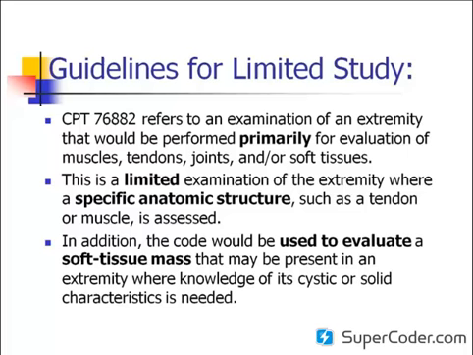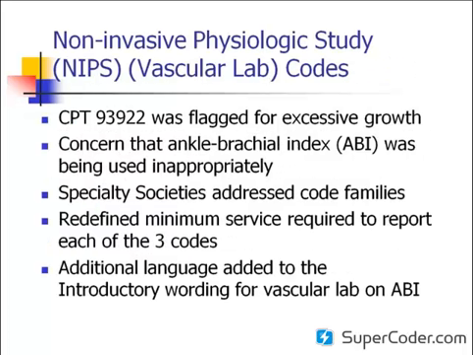On slide 6, they also rearranged a lot of the NIPS codes, as we call them, the non-invasive physiologic study, or the vascular lab codes. If you're a surgeon's office, you use them as vascular lab codes. Basically, CPT 93922 was looked at by Medicare primarily because they noticed that there was an awful lot of increase in the amount of that particular code that was being billed. Obviously their concern was that the ankle brachial index, or the ABI, was being used inappropriately.